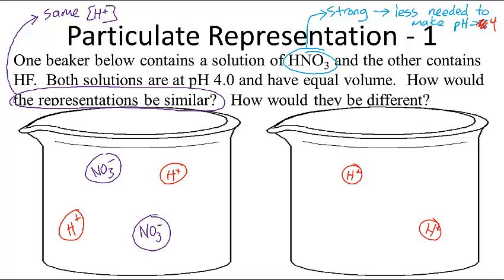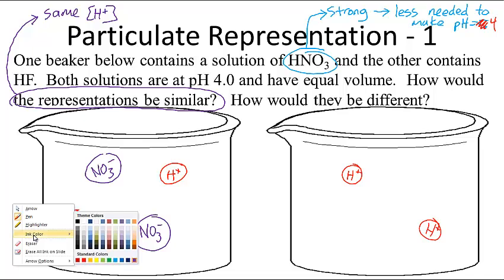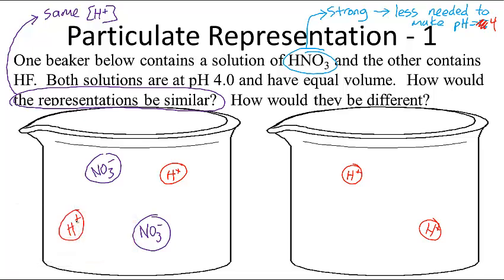The beaker on the right now, conceptually, without doing any calculation, what do we know has to be different? There's definitely going to be some HF molecules that are undissociated. So I know over here I'm going to have some HF molecules that are undissociated.